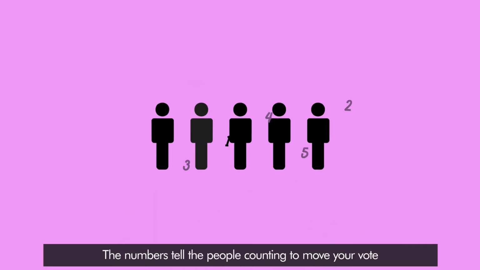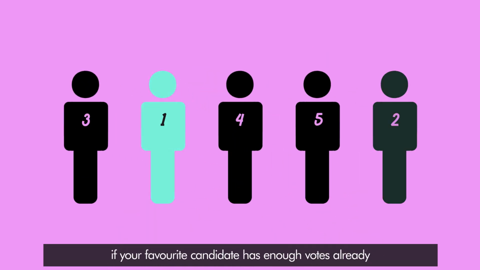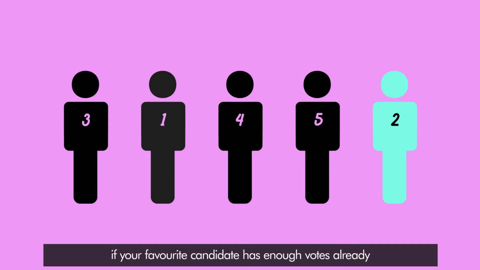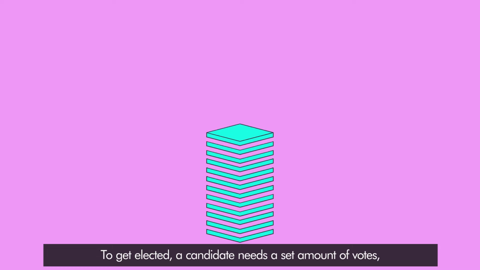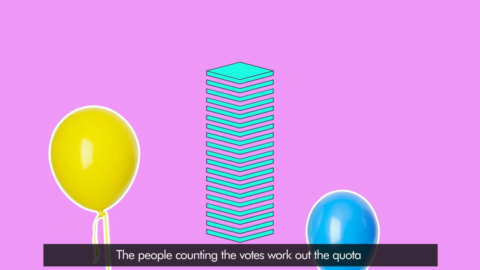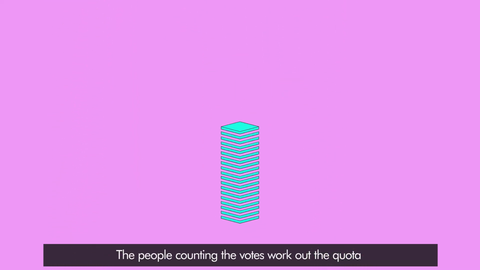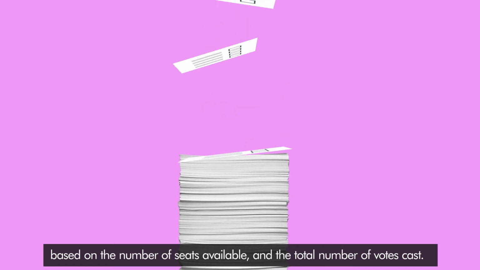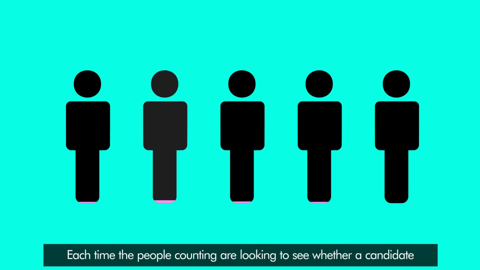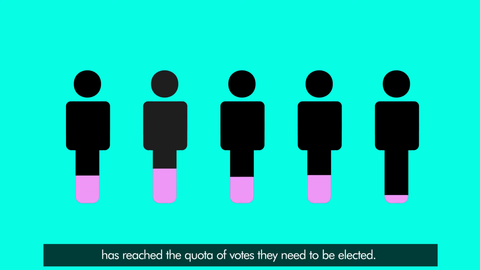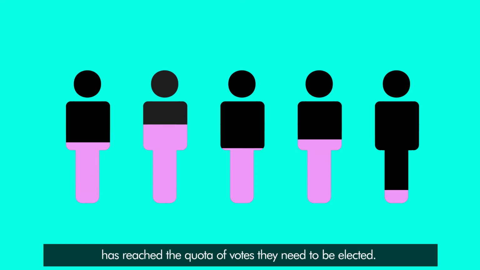The numbers tell the people counting to move your vote if your favourite candidate has enough votes already or stands no chance of winning. To get elected, a candidate needs a set amount of votes known as the quota. The people counting the votes work out the quota based on the number of seats available and the total number of votes cast. Counting takes place in stages. Each time, the people who are counting are looking to see whether a candidate has reached the quota of votes they need to be elected.